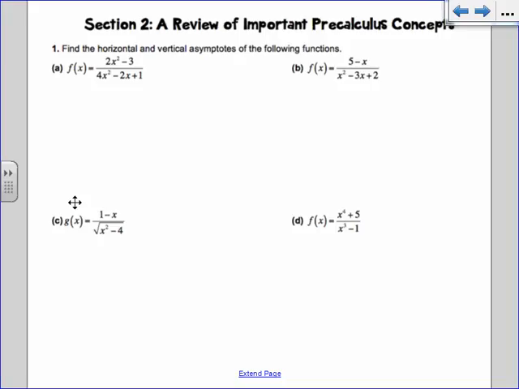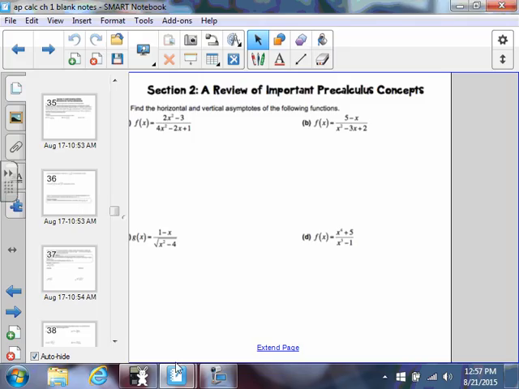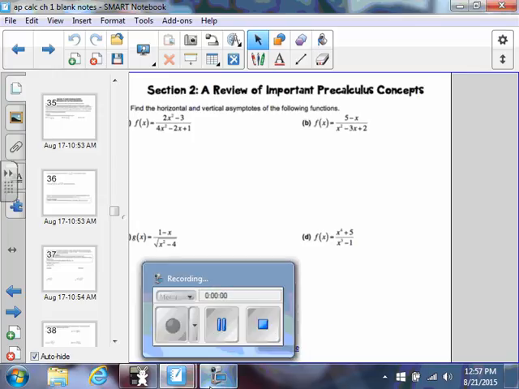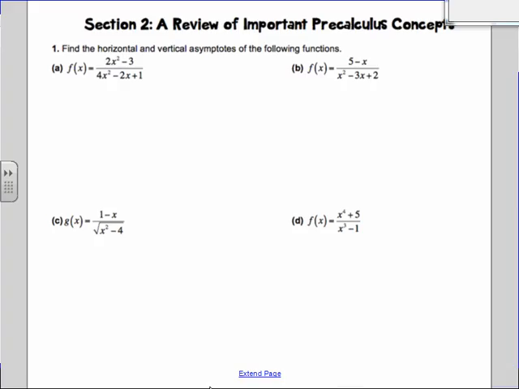If you remember from Algebra 2, there are some tricks to finding horizontal and vertical asymptotes. The first one's pretty easy. A vertical asymptote is going to be where the denominator is equal to 0. So you're going to set your denominator equal to 0.